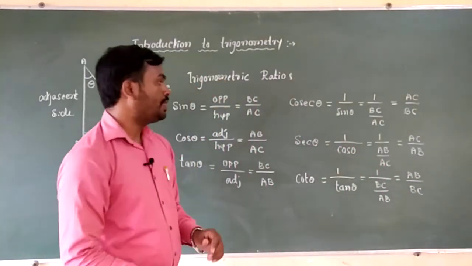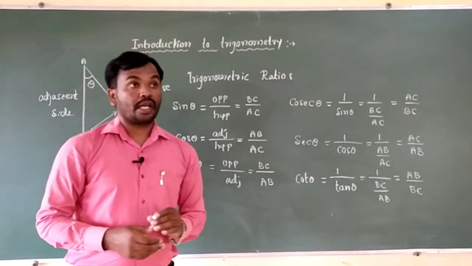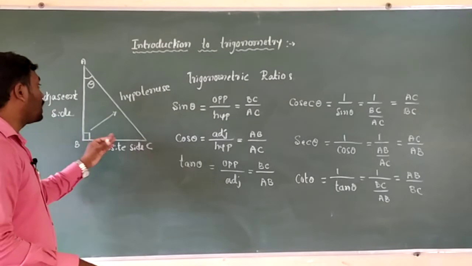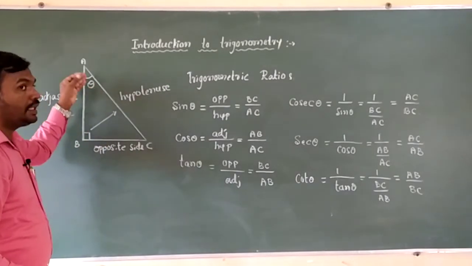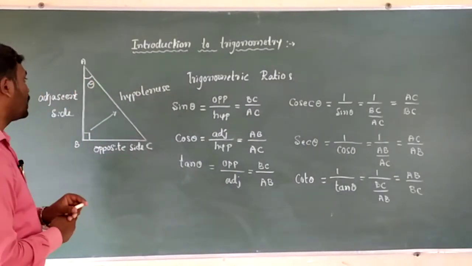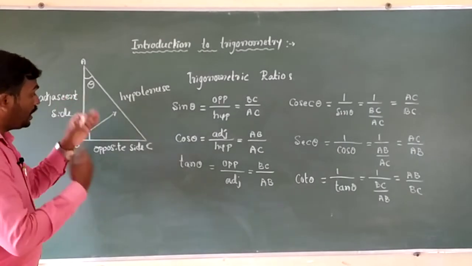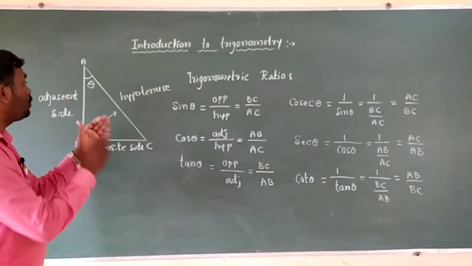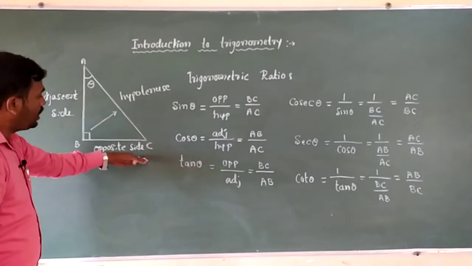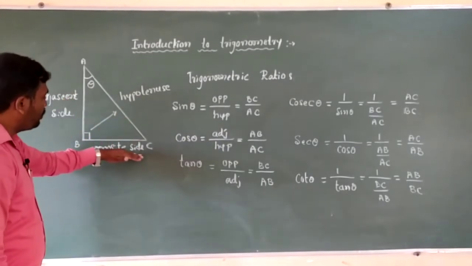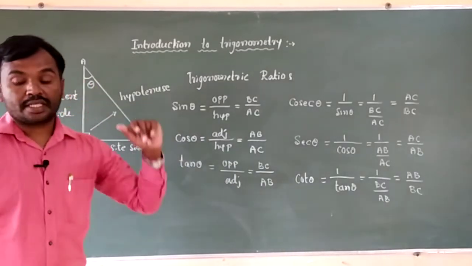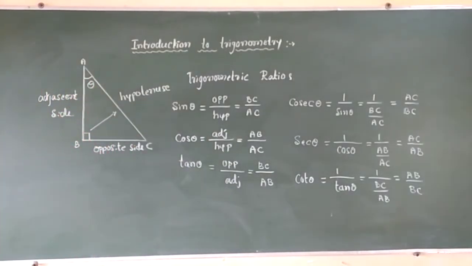AB divided by BC. In this way, we can write the 6 trigonometric ratios by using one right angle triangle with reference to angle theta. Next, if we take the reference angle as C, then how to write them? The sides change. Here BC becomes the adjacent side and AB becomes the opposite side. Let us see that one also, children.